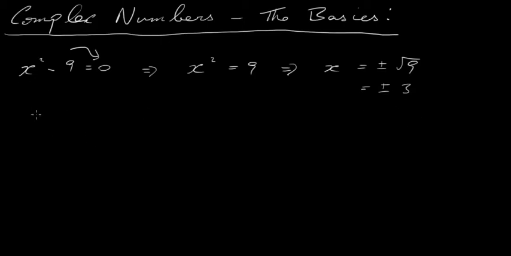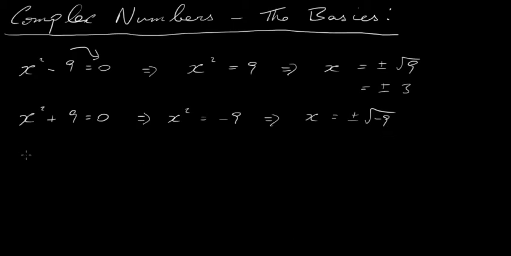So that's fine. But what happens if you have x squared plus 9 equal to 0? Well, in this case, if you do the same thing, you end up with x squared is equal to minus 9, and then x equal to plus or minus the square root of minus 9. Now, there's no number that you can multiply by itself to give you minus 9. You can't get the square root of minus 9. I mean, 3 times 3 will give you plus 9, minus 3 times minus 3 will give you plus 9, but no number will multiply by itself to give you minus 9, so we can't actually do this.